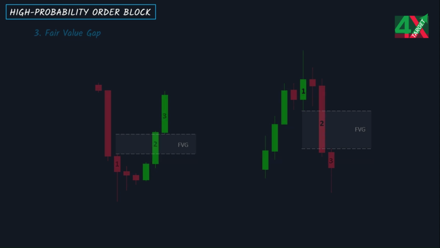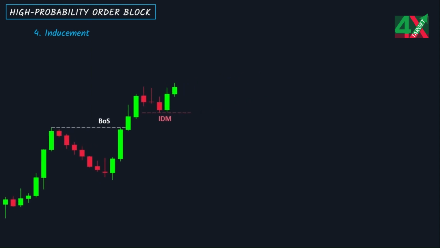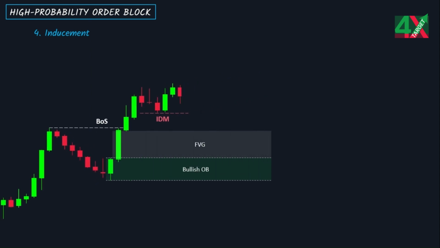The final confirmation for a high-probability order block is inducement. Inducement refers to the minor pullback that forms after a valid break of structure. This pullback traps retail traders into early entries and creates liquidity. When price returns to take out this inducement level, it signals that smart money has gathered the liquidity needed to continue the move. Only after inducement is taken, we look toward the order block as a potential trade location. When price returns to a valid order block, there is a high probability that it will react from that zone and continue moving in the direction of the major trend.